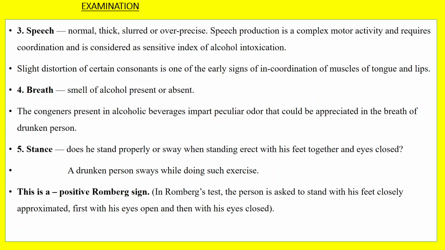Next, we have to note the speech of the individual. It might be normal, it might be thick, slurred, or over-precise. Speech production is a complex motor activity and requires coordination and is considered as a sensitive index of alcohol intoxication. Especially, slight distortion of certain consonants is one of the early signs of incoordination of muscles of tongue and lips.